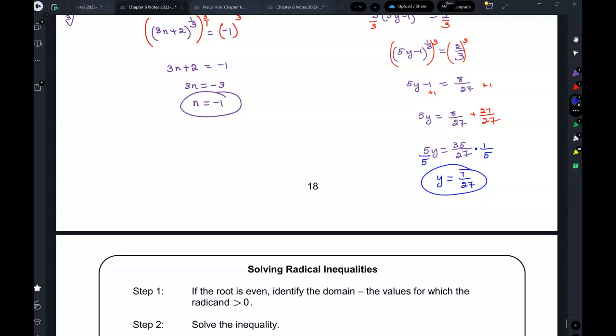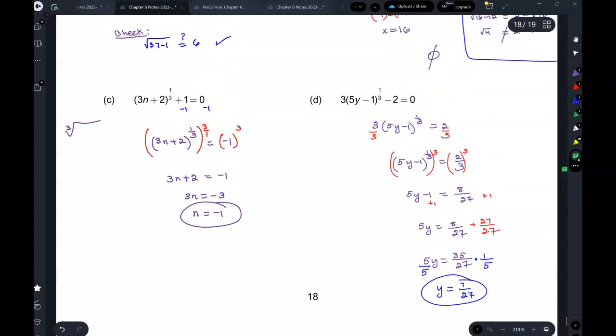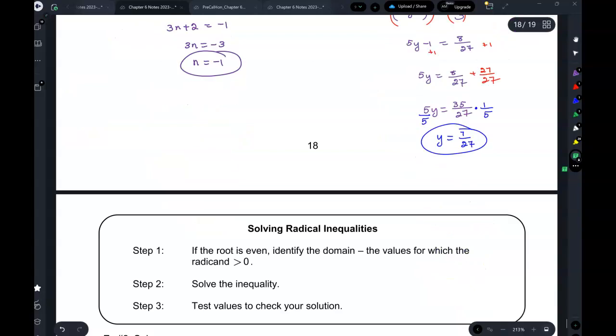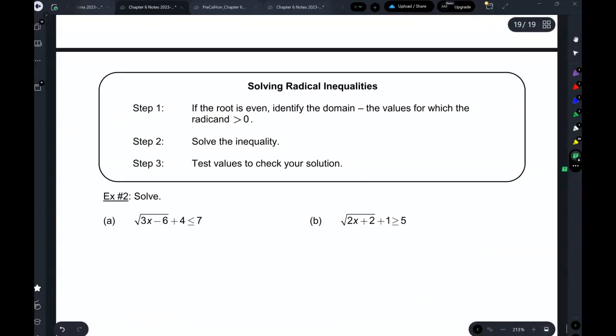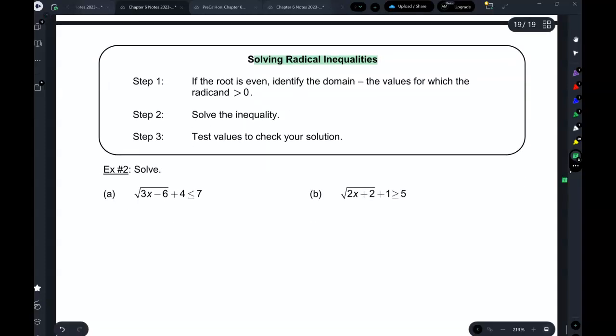Yeah. Okay, now, those were equations. So remember, if you have an even root, you got to check for extraneous solutions. If you have an odd root, no need to check. Now let's talk about inequalities. Okay, sorry. I'll just do one question. So, okay. Now let's talk about inequalities.